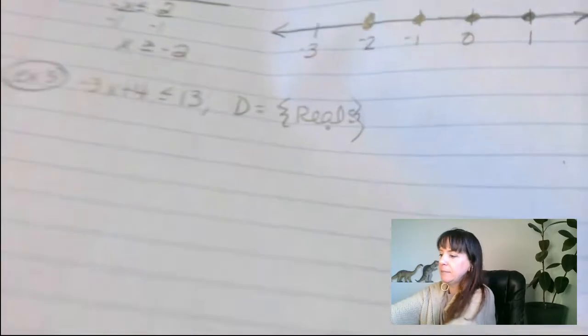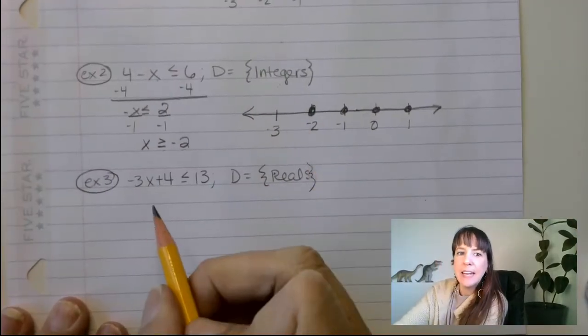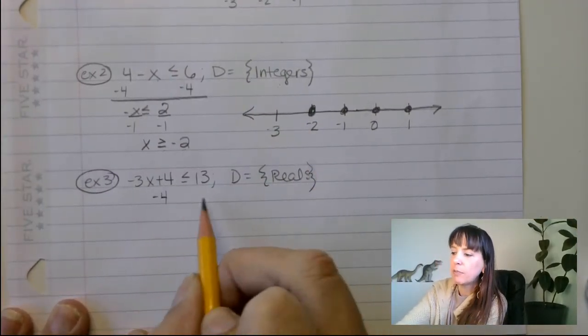Looking at this one right here, we've got -3x. So we're going to subtract 4 from both sides.